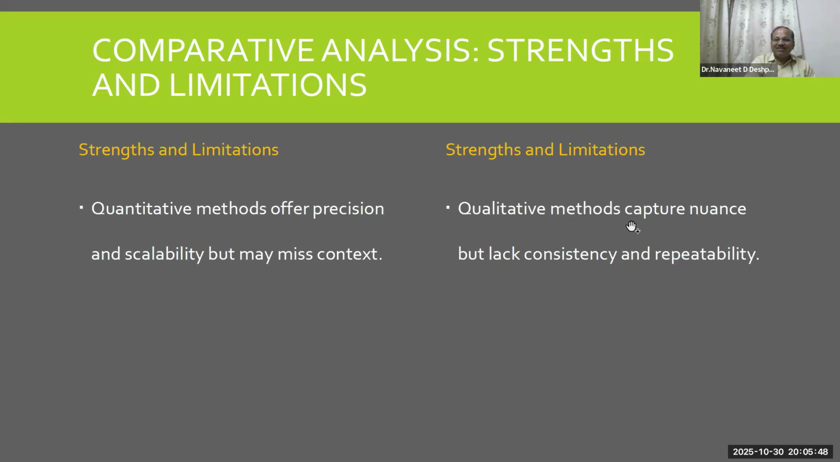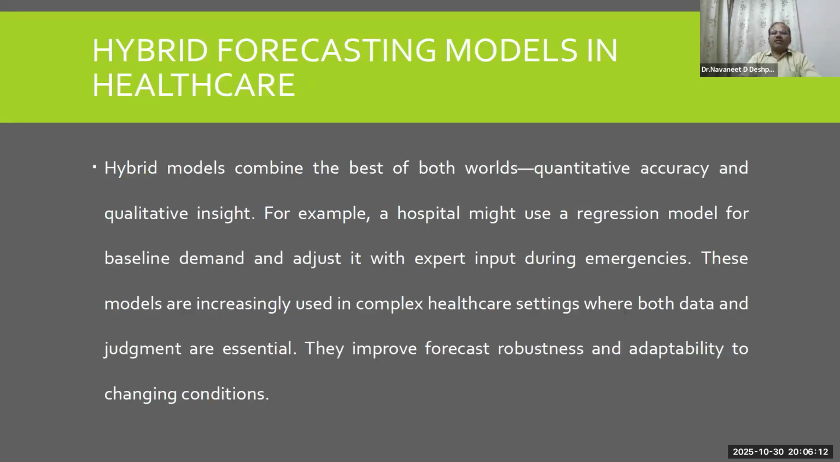Qualitative methods capture the nuances, meaning they know the minor, very minute details if you do this qualitative study, but they may not be consistent. And another thing is there is a lot of repeatability happening in qualitative aspects. So one has to know both the qualitative and the quantitative aspects of dealing with the data. Then we'll come to know the hybrid forecasting. A hybrid model combines the best of both worlds: the quantitative accuracy and also the qualitative insights.